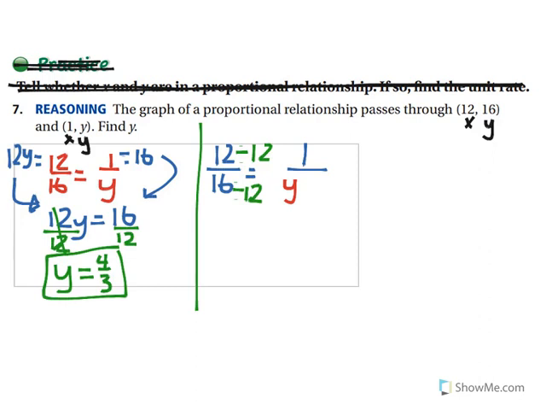And when I do that, I'm going to get 4/3. Because watch, 16 divided by 12 equals 4/3. So y must be 4/3. That's the other way of doing it. I don't know if it's any easier, but that is how you could figure out what our y value was based on the information that we're given.